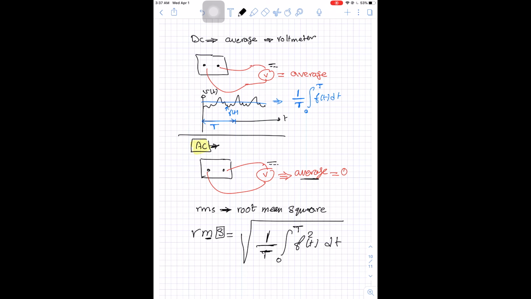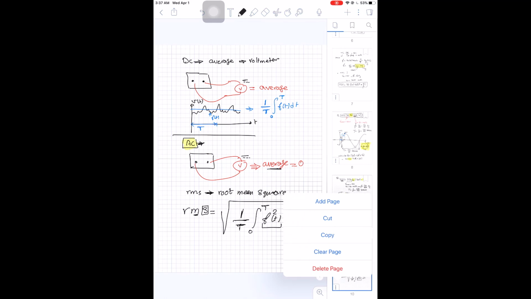Now when you square the function, and the function is positive and negative, the negative will be squared and become positive. It will not cancel the positive, but it will be added to the positive. In this case, you will not have a 0 value for AC, but you will have a finite value. So let's see how we can calculate the RMS for an AC voltage.